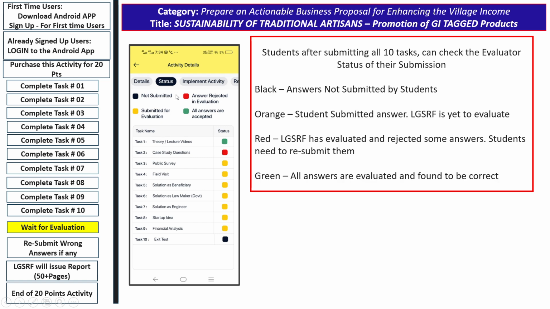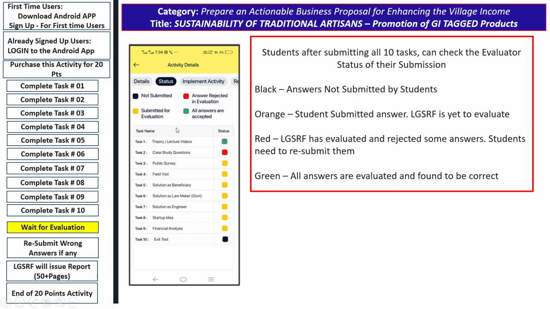We have given a color code. Black represents answers are not submitted yet. Orange represents the student has submitted the answer but we have not evaluated it. Red represents LGS Research Foundation has evaluated, but some answers are wrong and the student has to resubmit. Green means all answers are evaluated and found to be correct.